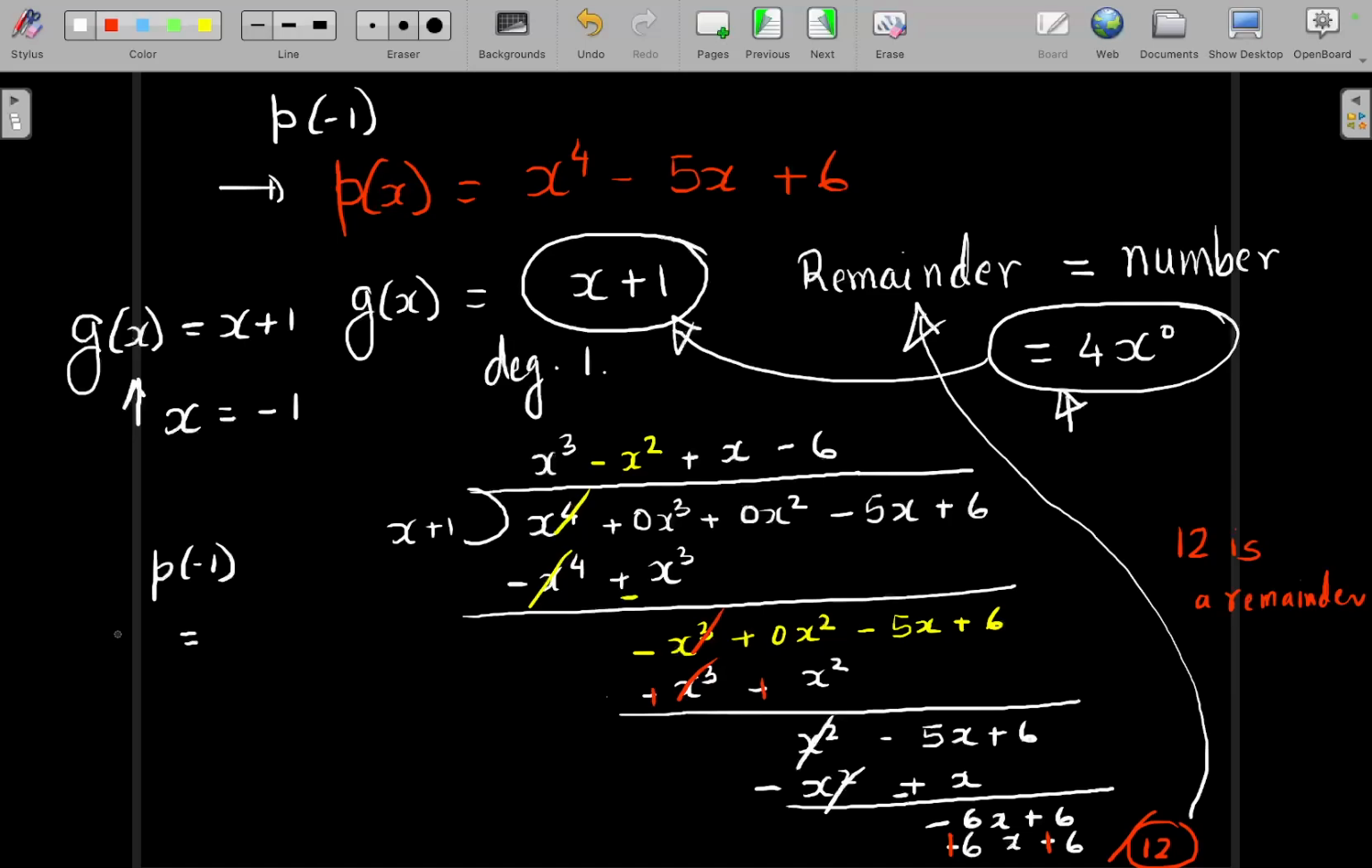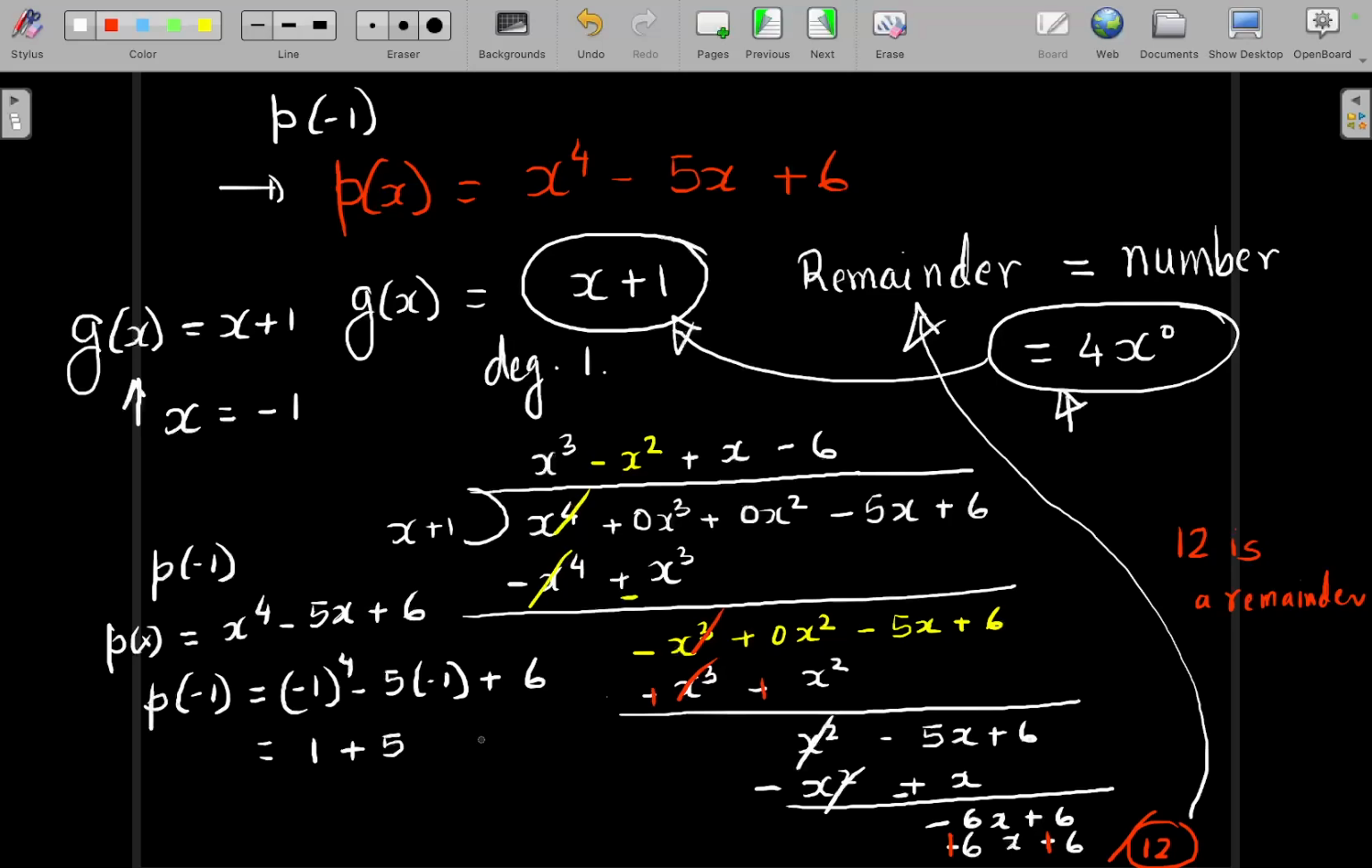So by the way, what is the polynomial? I'm going to write it again just for your reference. x raised to 4 minus 5x plus 6. And now I'm going to simply do p of minus 1, which is simply put the value of x as minus 1. So I have minus 1 raised to 4 minus 5 into minus 1 plus 6, which is 1 plus 5 plus 6, and I get 12. And that is so interesting because this is nothing but the remainder.